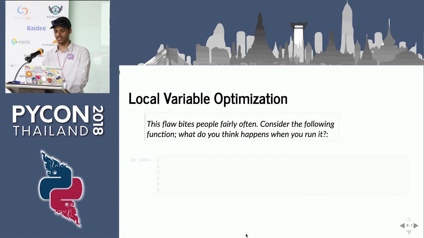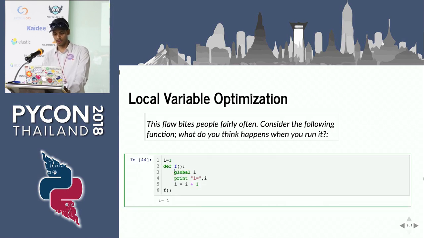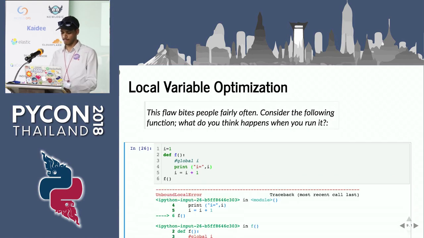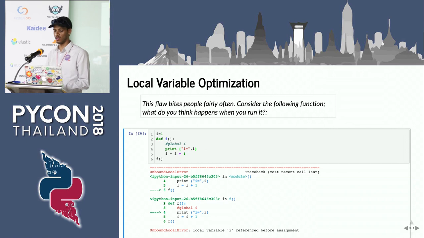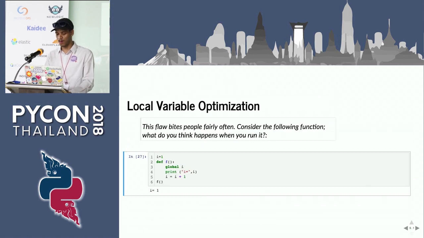Local variable optimization, which is fairly simple. A lot of people might have run into this when you try to access a variable which is not there already, and you get something like an UnboundLocalError. A really quick fix: you can just declare the variable global, and this is one way to do it. The other way would be to pass that variable through the function, because global variables are really hard to track sometimes, so it's much better to make the function take parameters.